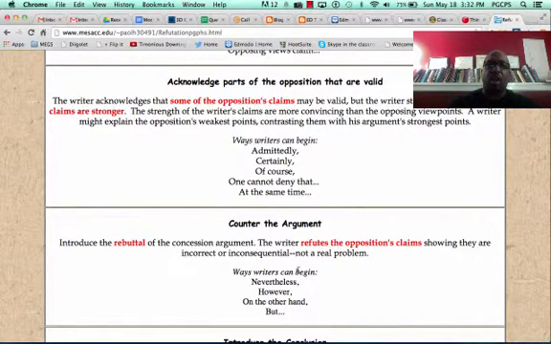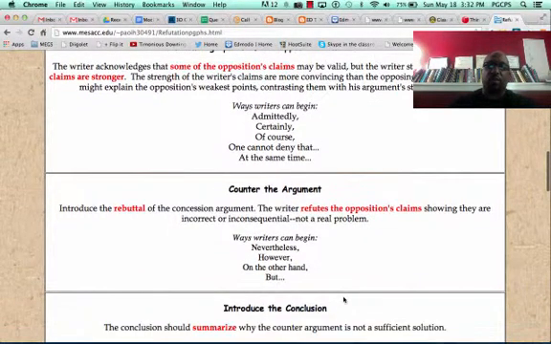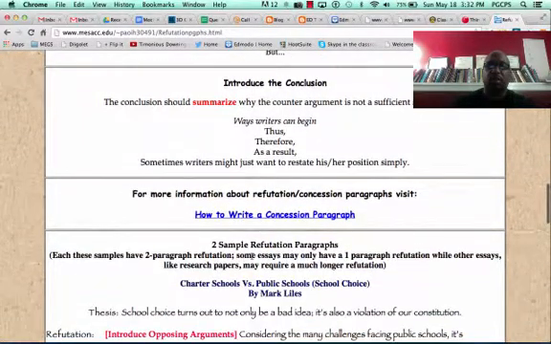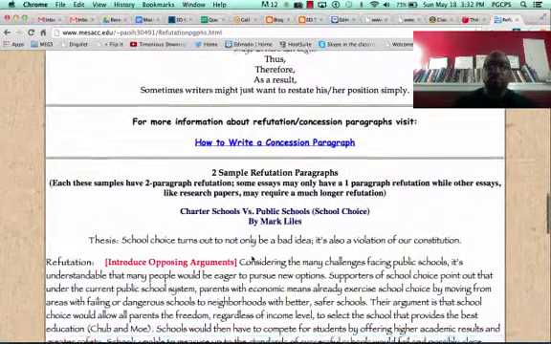And then here, you're going to have your counter argument. So you're going to refute the opposing claims, showing how they're incorrect or inconsequential. You can use some of these transition words here: nevertheless, however, on the other hand, and but. And then you're going to have a very short concluding sentence that summarizes everything.